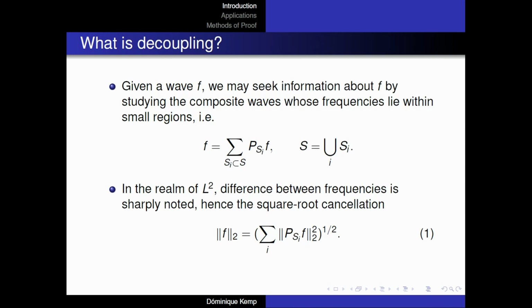So the subset S that we had on the previous slide, let's partition it into finitely many subsets Si. And in terms of the Fourier transform, we have a corresponding decomposition of the function f. Now, in the realm of L2, if we're taking the L2 norm of this function, then the difference between frequencies is sharply noted. This is a phenomenon that goes by the name of square root cancellation.